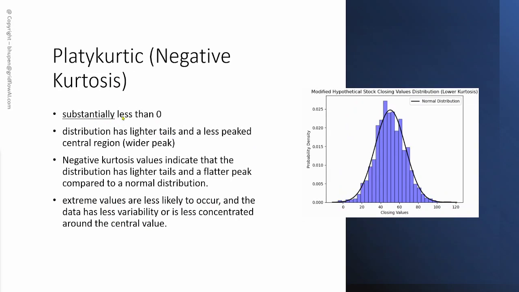Now, the other one is the negative, which is a substantially low value. If you notice here on this side, it will be a substantially lower kurtosis and it's called negative kurtosis. Again, extreme values are less likely to occur and the data has less variability in the distribution.